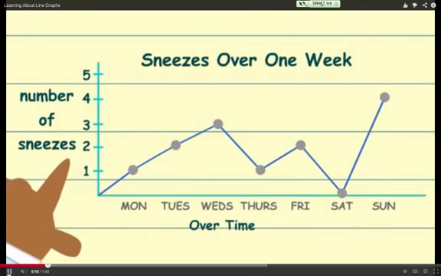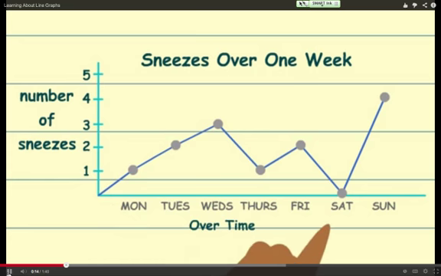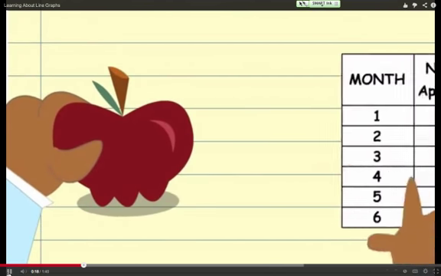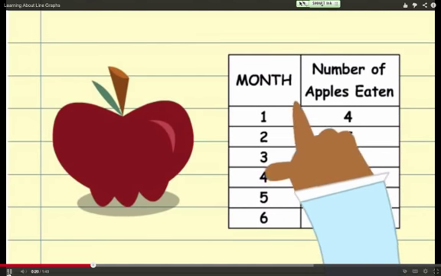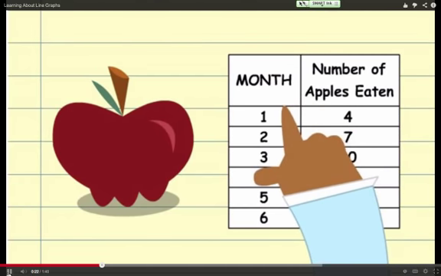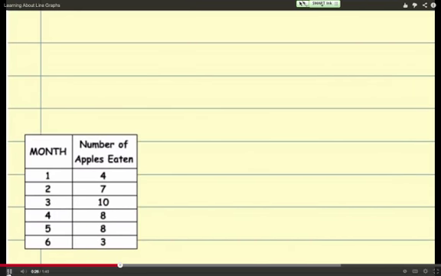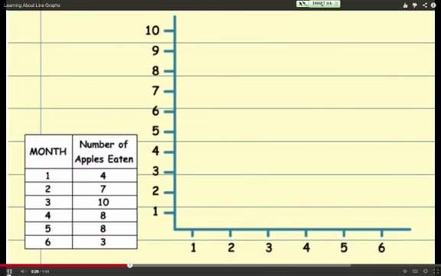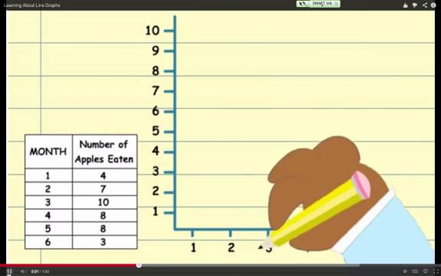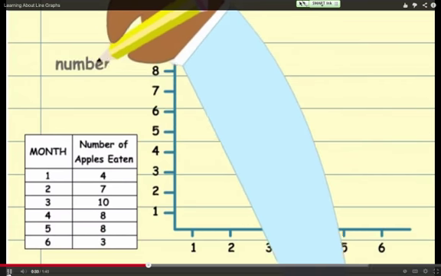A line graph is used to show how the quantity or amount of something changes over time. For example, I recorded how many apples I ate each month for 6 months. Here is my data in a tally chart. Remember, data is the information you collect in an investigation. At the end of 6 months, I can add my data to a line graph to show how the number of apples I ate changed over time.